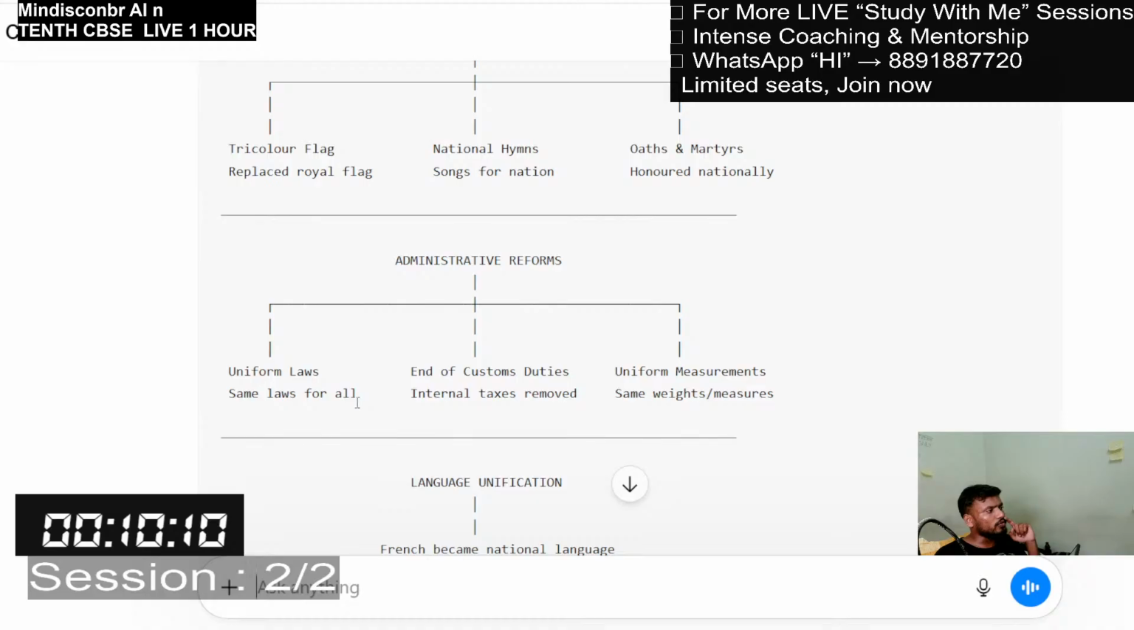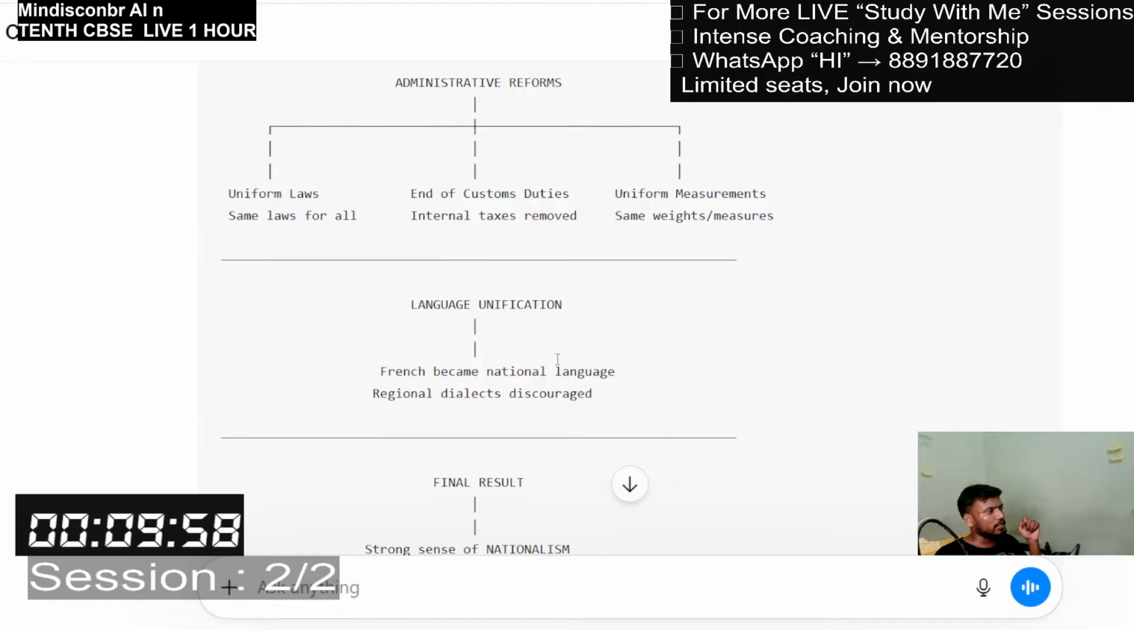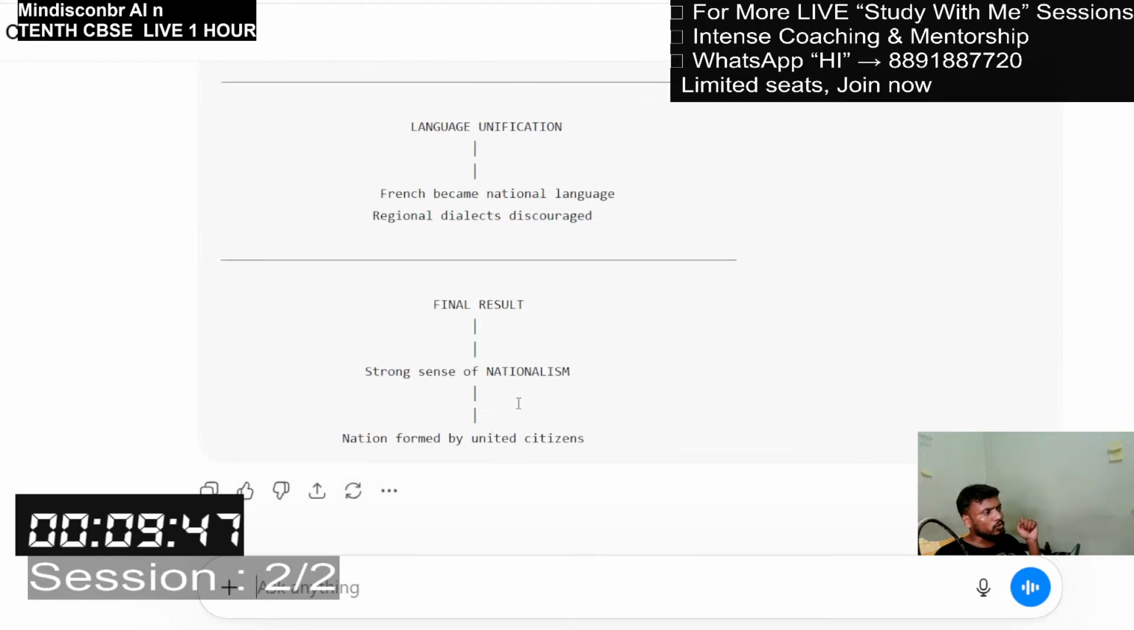Administrative reforms: uniform laws, that is the same laws for all citizens, end of customs duties, internal taxes removed, uniform measurements, the same weights and measures. Language unification. French became the national language, regional dialects discouraged. Final result: a strong sense of nationalism, a nation formed by united citizens.